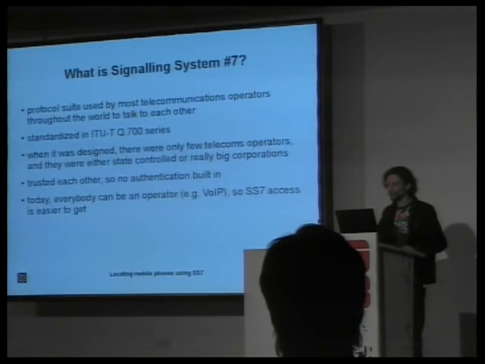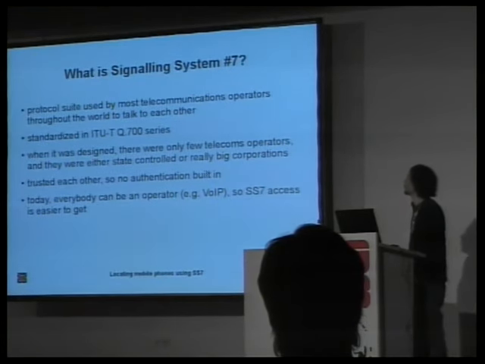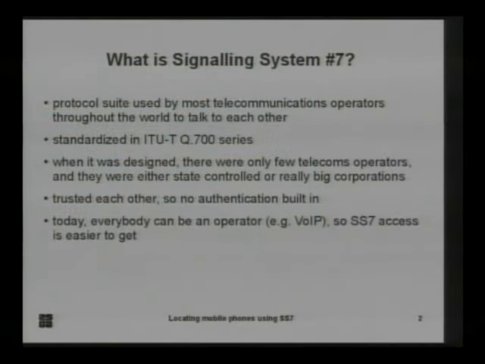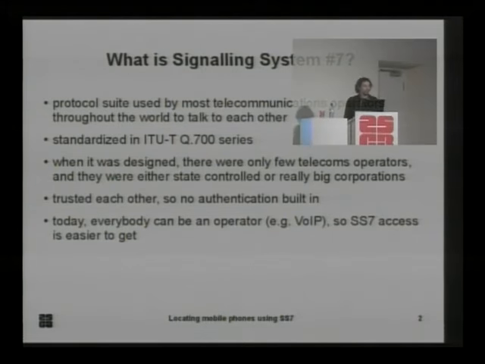So let's start. First off, what is Signaling System number 7? It's a suite of protocols used by telecommunications operators in the whole world to talk to each other. That means if I want to call you, then I dial your number, and the switch that my phone is connected to talks to the switch that your phone is connected to and says, hey, I have a call here from this and that number for that number, and please put it through. And this communication takes place over one of the SS7 protocols.